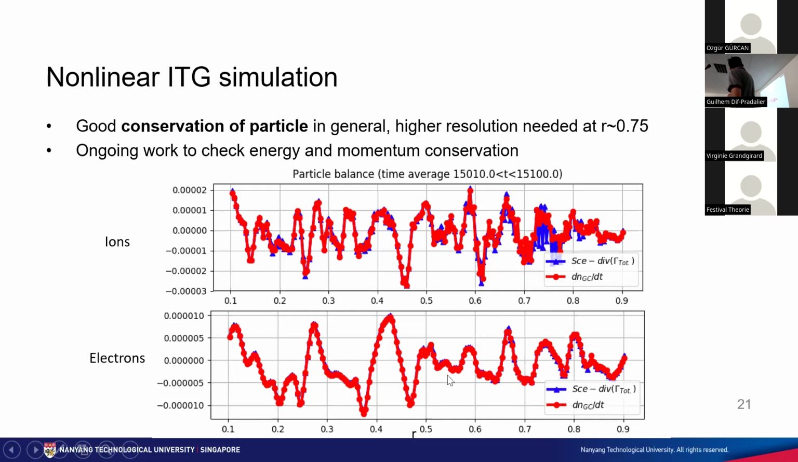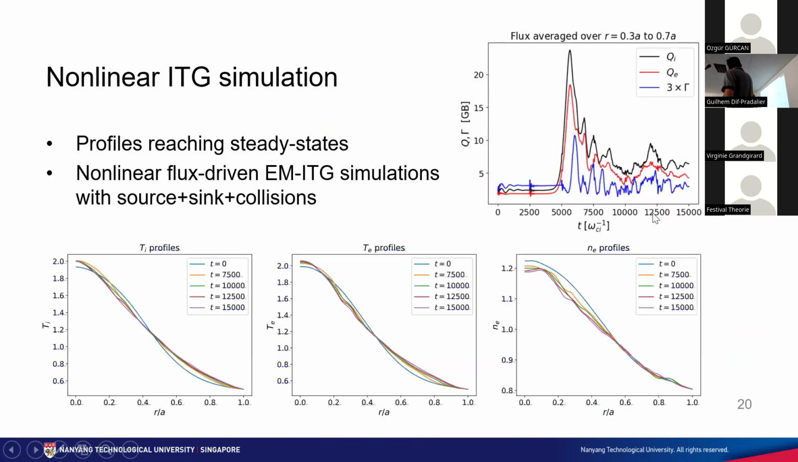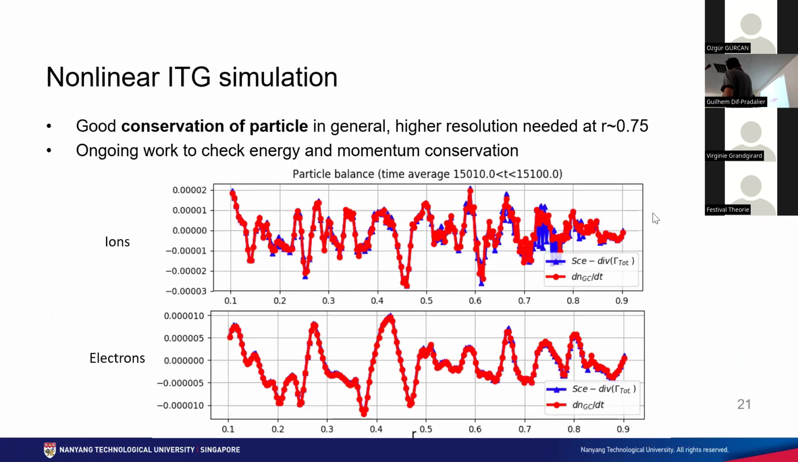We see that for ions, it's quite good, except that at radius of 0.7, there's some kind of a mismatch. And if you roll back here, if you look at the 2D plot, there's some kind of alien thing that's happening at the outer radius, and this is usually the indication of the grid resolution not being enough. So to make a better match in the particle conservation, we need to increase the grid resolution for that.